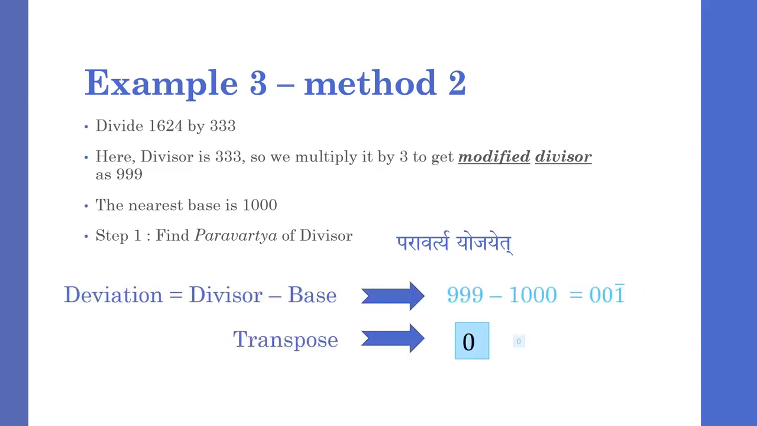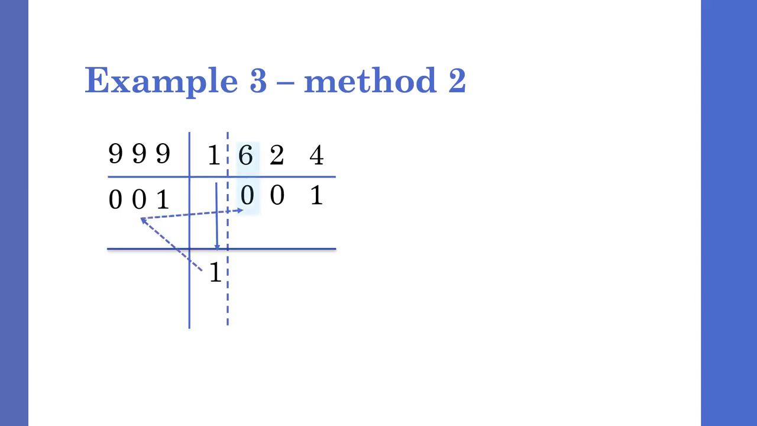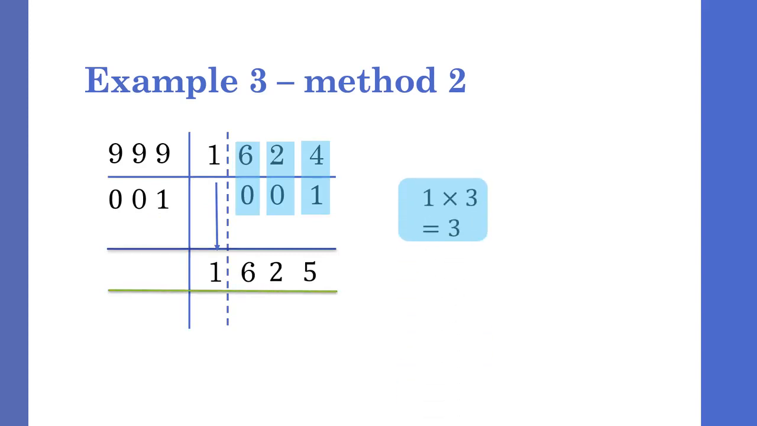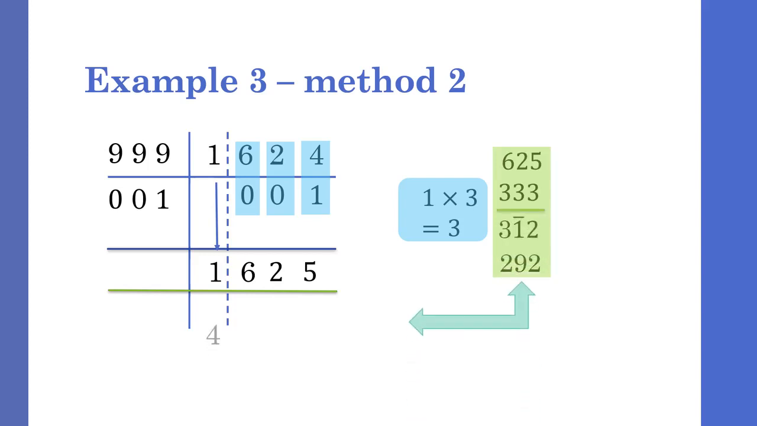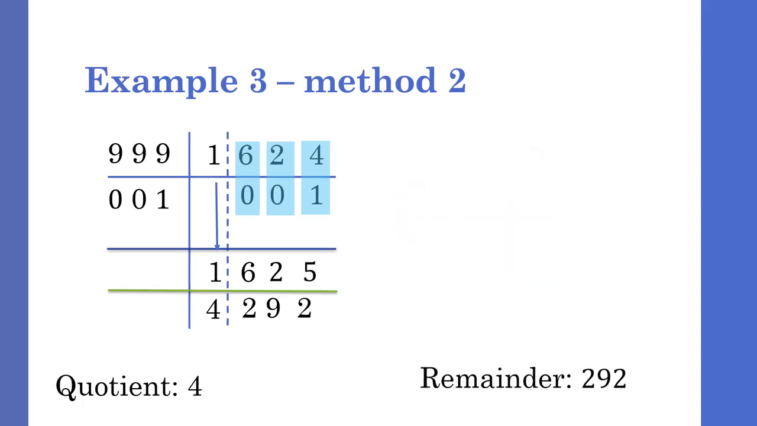The same division can be done by multiplying the divisor to get the modified divisor. Then find Paravartya. Work out the division as usual, digit by digit and column wise addition. We get a quotient and remainder, but it is modified. So let us get the actual quotient and remainder. So this is the quotient and remainder.